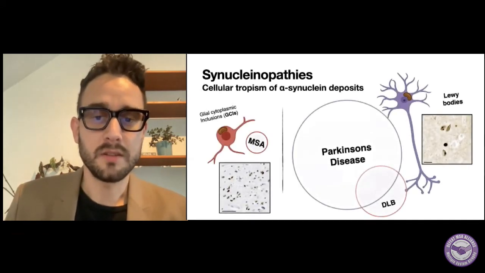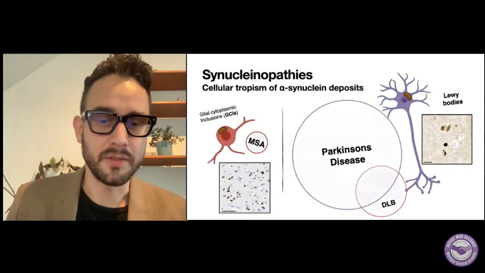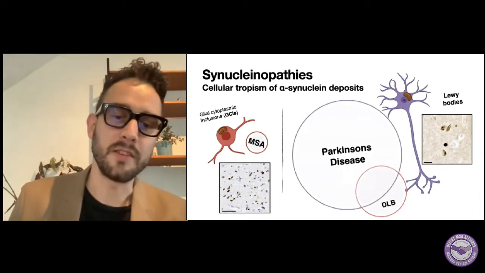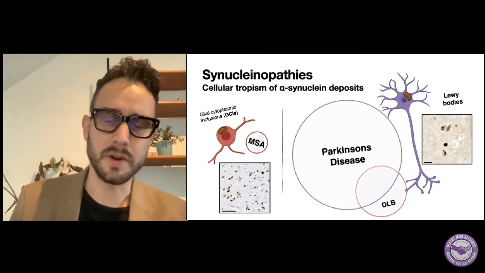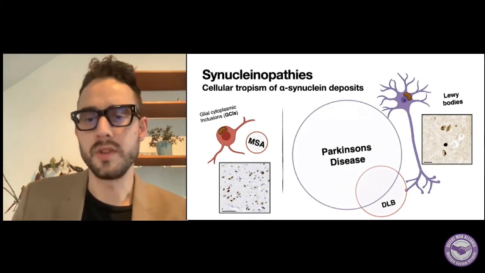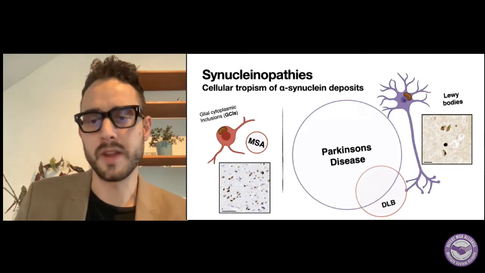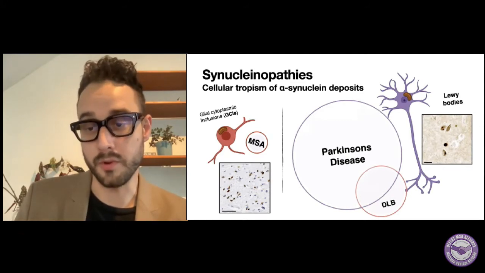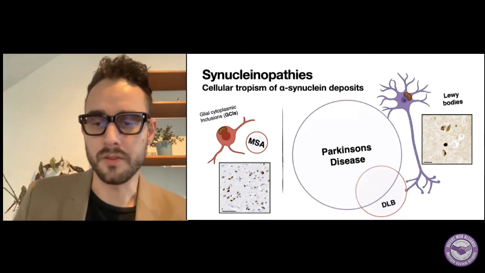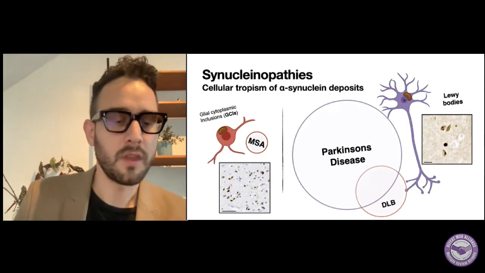So there are many similarities, but also many differences between these different synucleinopathies. For instance, in the case of Parkinson's disease and dementia with Lewy bodies, you'll find these big inclusions with those fibrils within neurons. And whenever that happens, we mostly refer to those as Lewy bodies. And here you can also see a picture of how that looks inside the brain.